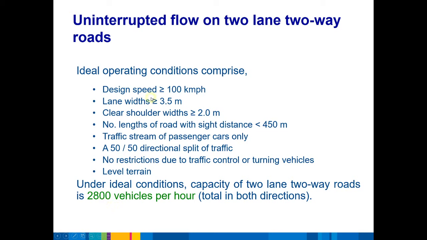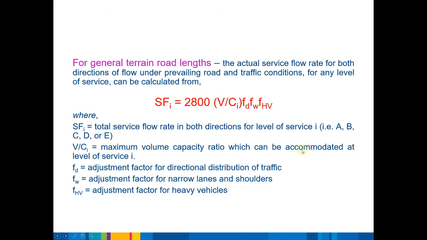And everything that we change, if we lower the speed limit, if we lower the presence of shoulders, if we have narrower lanes, or if we have 60-40 traffic, all of this comes down. This formula, I've left it in because you might see it pop up in future in textbooks or in any calculations you're asked to do.